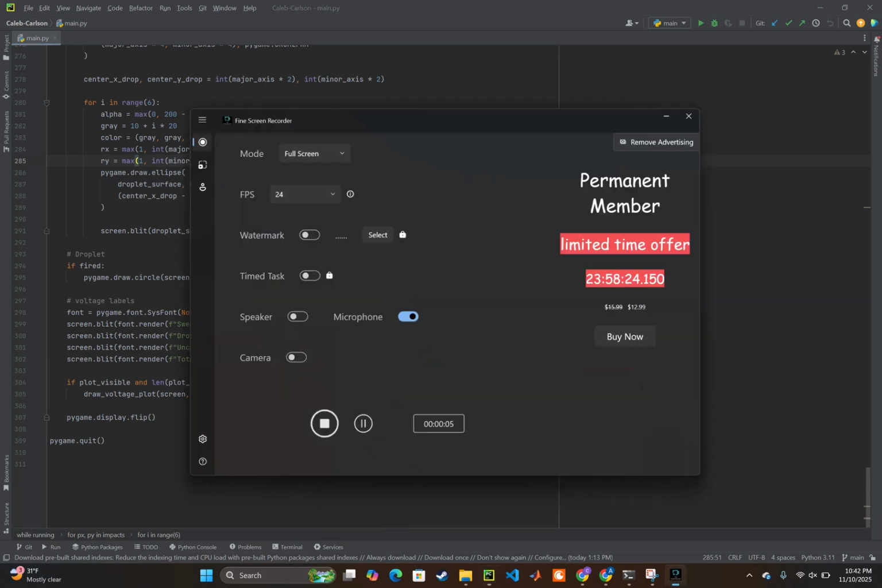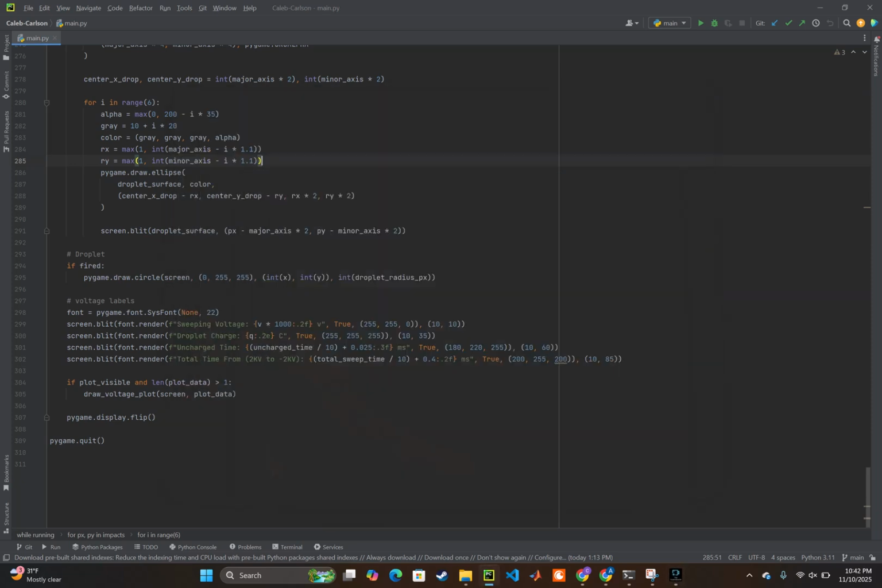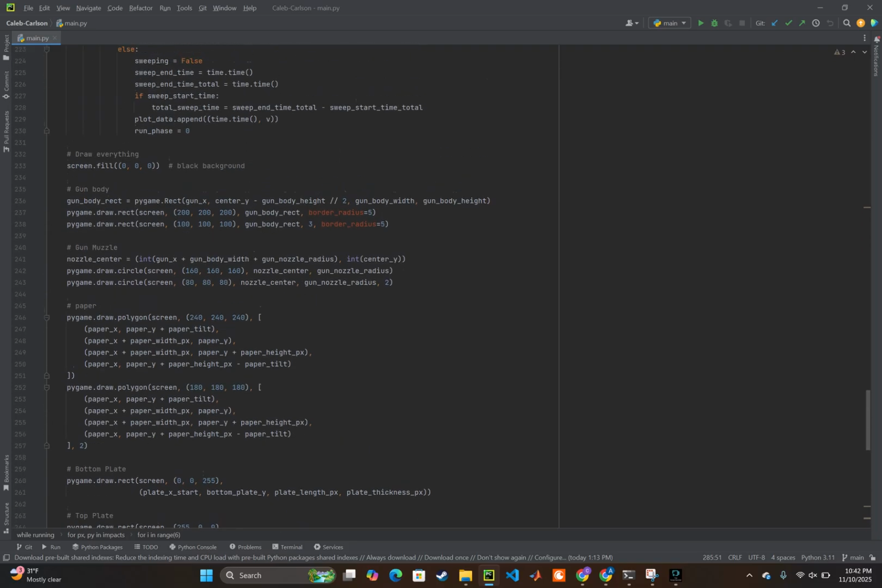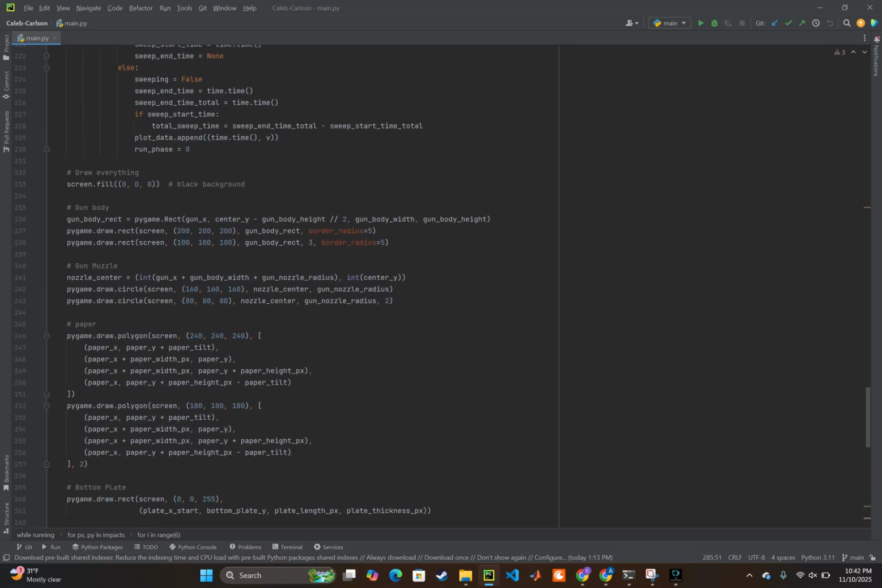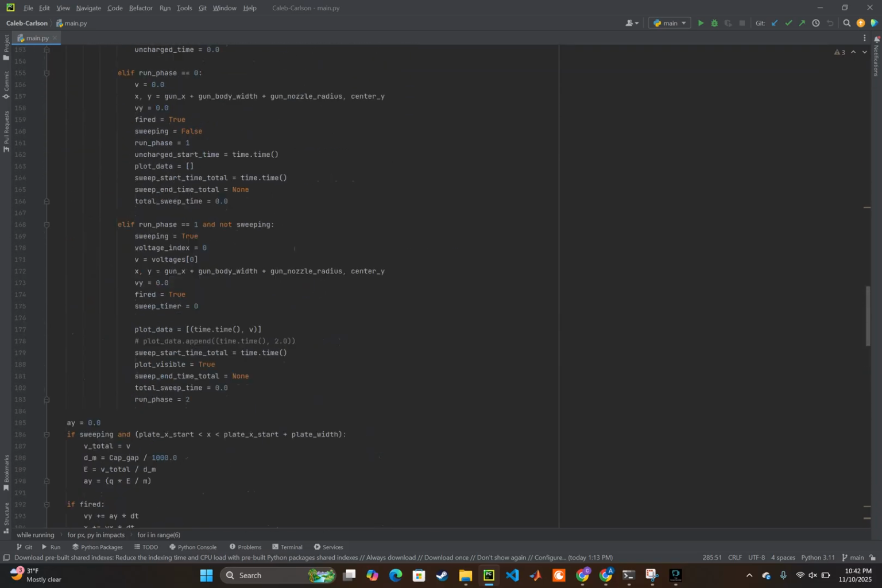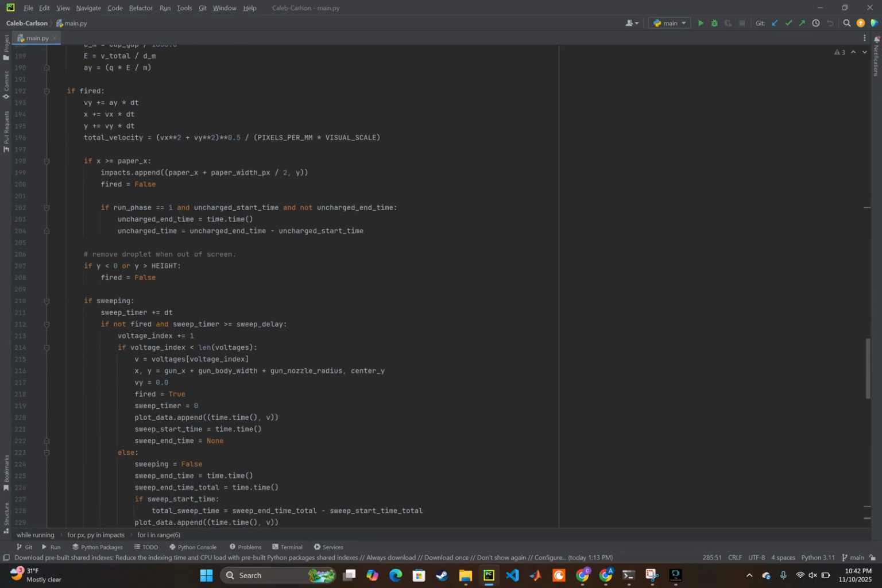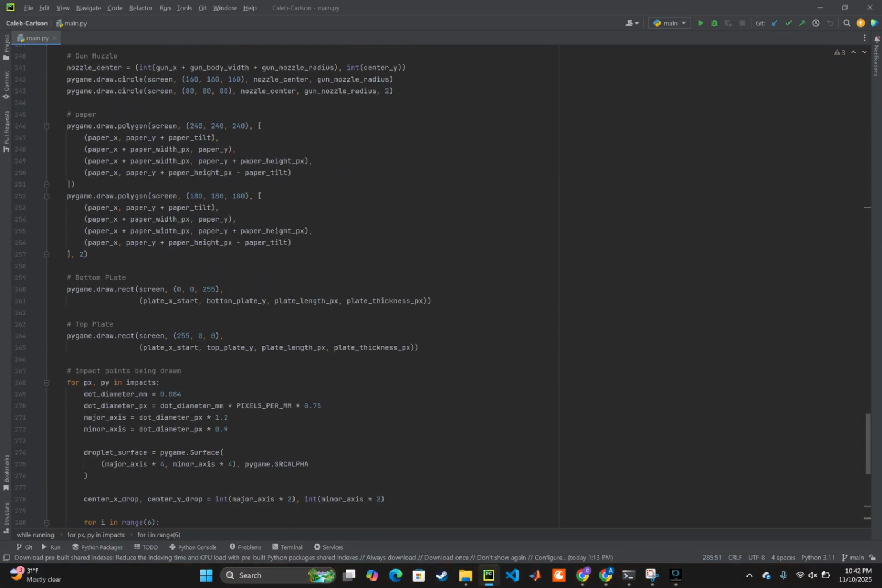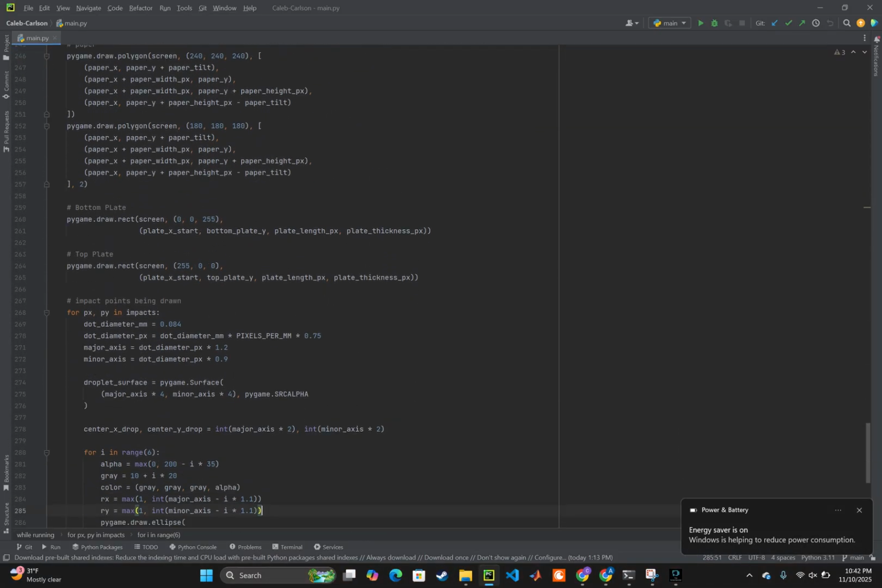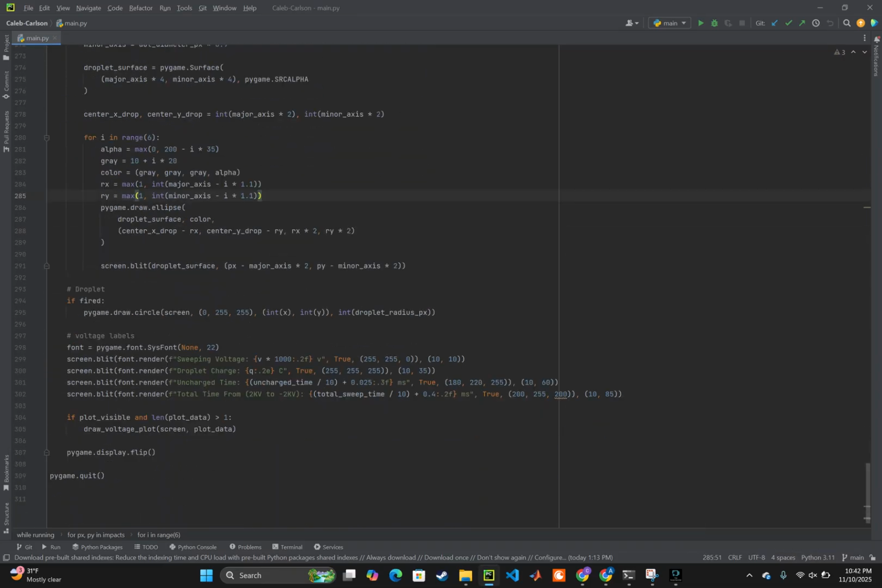So right here we have the code. We have the drawing portion. We have here the fired portion, like the running of the code. We have how you draw the paper. My battery needs to be saved.